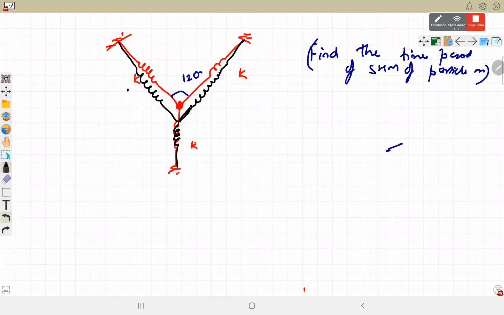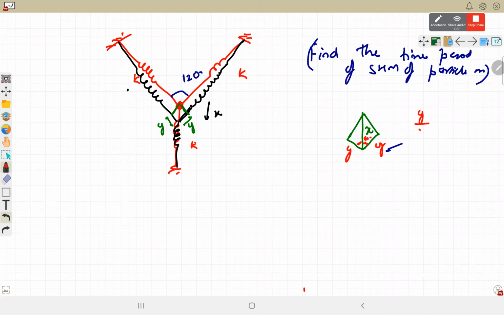That gets compressed by distance x, and as a result these two springs also have some elongation. This is y. The vertical spring had an elongation of x, which means the vertical length is x, and the two side springs have an elongation of y. This is y and y. The angle was 120, half of it is 60.